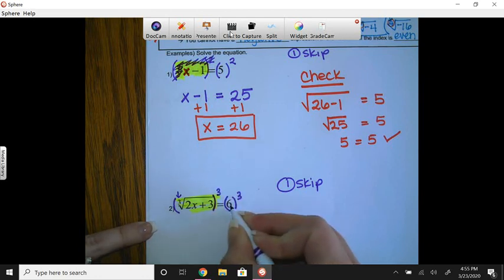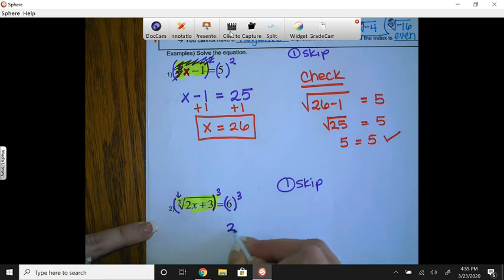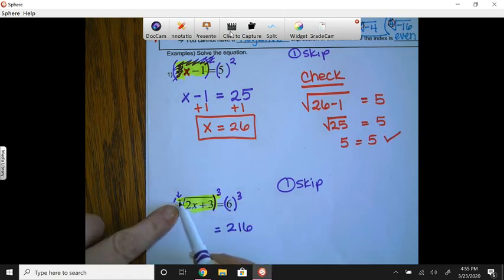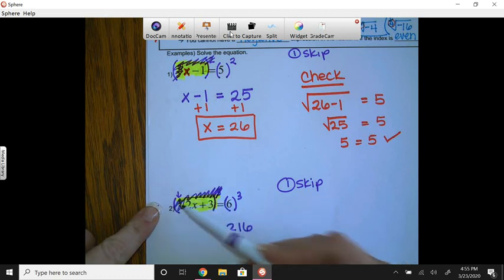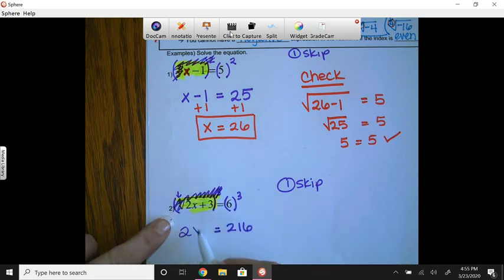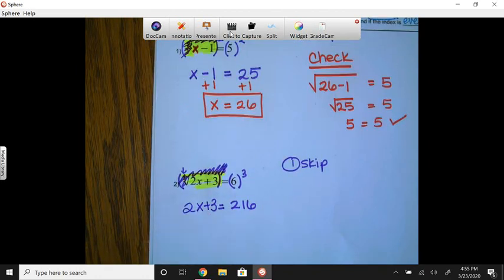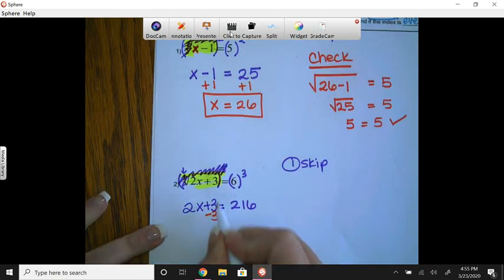So 6 to the third power is 216. And then again, a cube and a cube root will undo and leave you with what's just on the inside. We don't need to factor this problem. There is no exponent higher than 1. So we're just going to solve for the variable x.